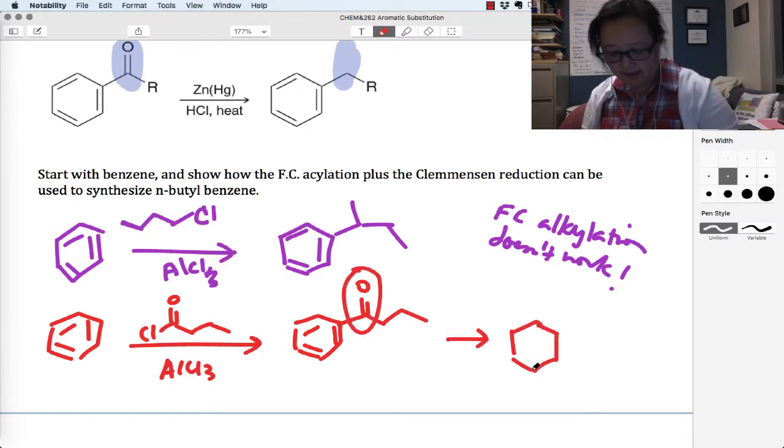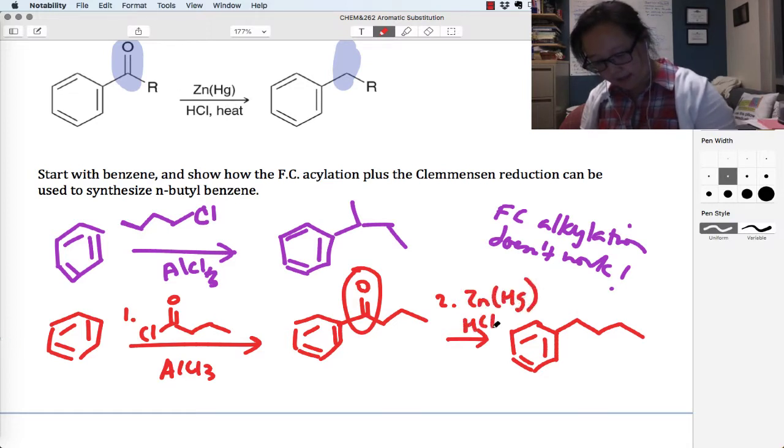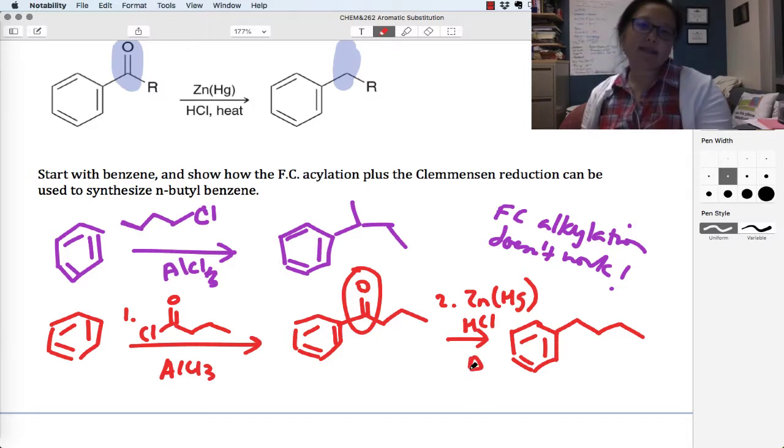So we're just going to get rid of that, replace it with hydrogens. Okay, and to do that, we need to do step 1, the acylation, and then add a second step. Step 2, Clemmensen Reduction up here. That's the zinc, mercury, and HCl and heat. All right, so that's how we do that.